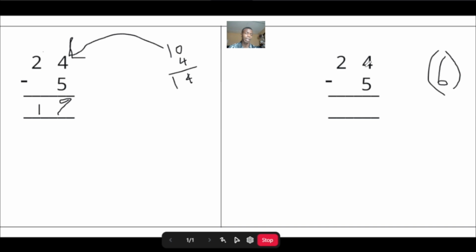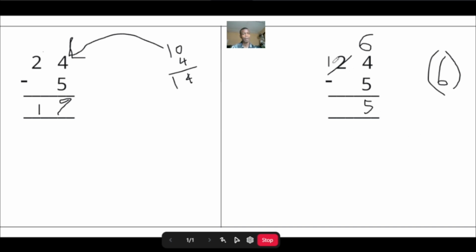Now, 4 can't subtract 5, because 4 is lower than 5. So you strike this out and you borrow something from 2. What do you borrow? Do you borrow 1? No, you don't borrow 1. Remember that earlier you borrowed the base. You always borrow the base. So now you're borrowing 6. Now 6 plus 4 is 10. 10 minus 5 is 5.